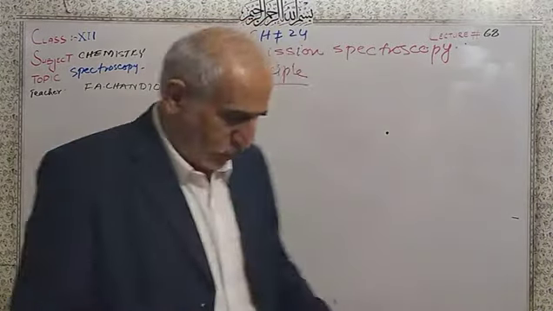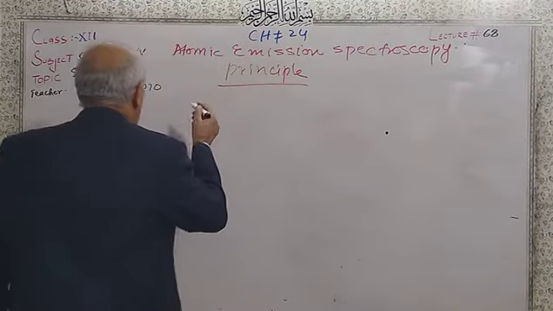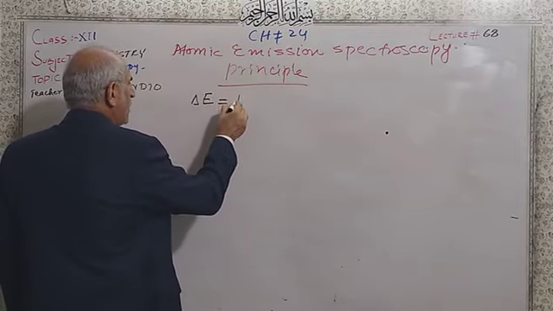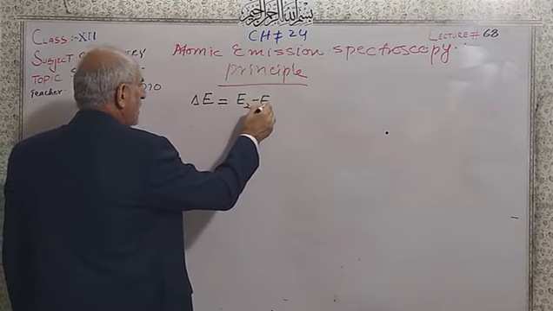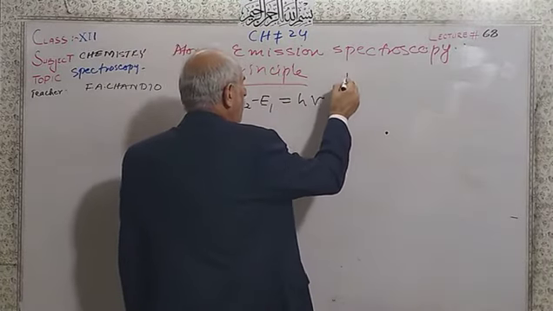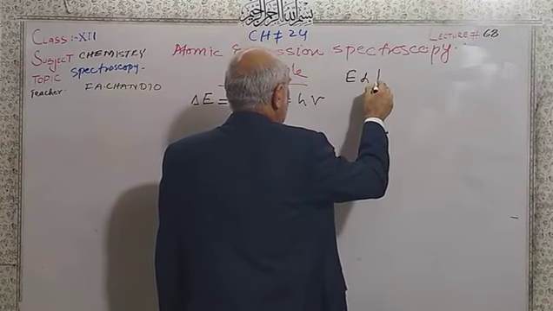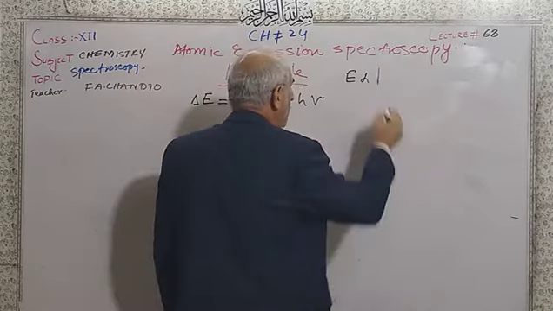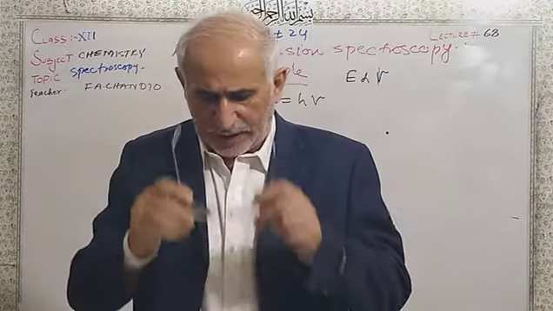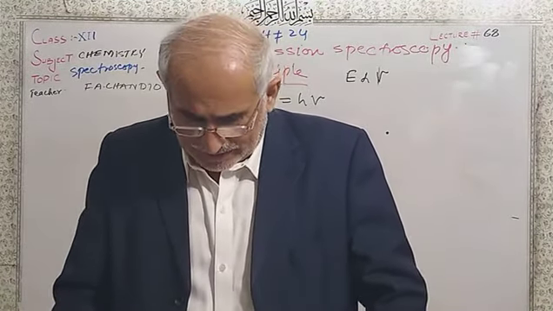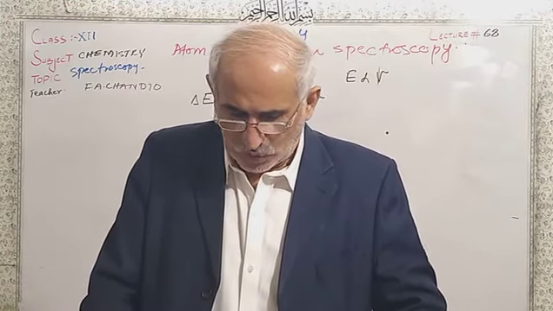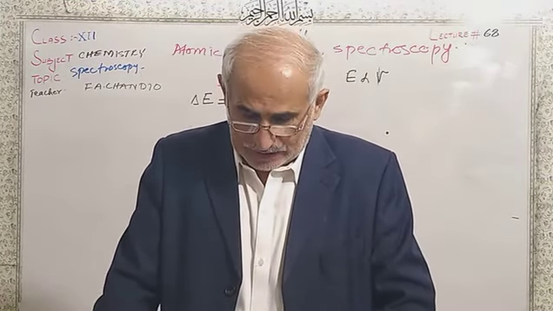You have done Planck's quantum theory of radiation: ΔE, the change in energy, is equal to E2 minus E1, which is equal to hν, so E is directly proportional to the frequency. h is Planck's constant, and ν is the frequency corresponding to the difference of energies. In each electronic state, a molecule may exist in a number of vibrational and rotational states of different energies.